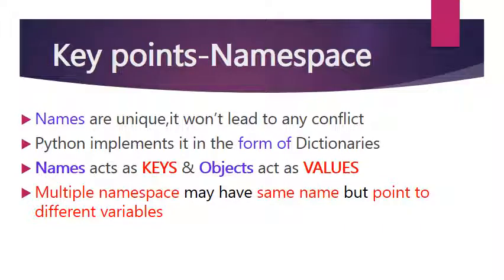Whenever we are writing names, they must always be unique, otherwise it will lead to conflict. Python implements namespace in the form of a dictionary. Names act as keys and objects act as values. Multiple namespaces can have the same name but point to different variables.